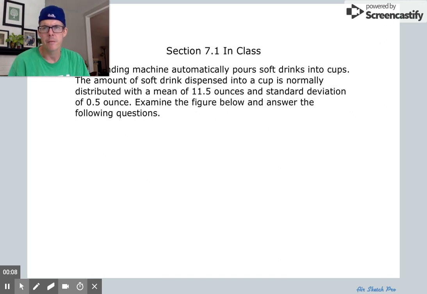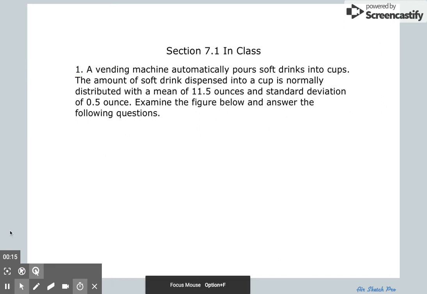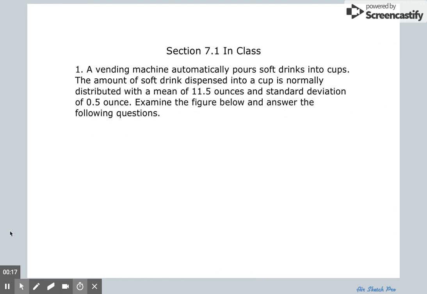It says that the vending machine, I think that's blocked out by my face. Pause this, get my face. Okay, face gone.